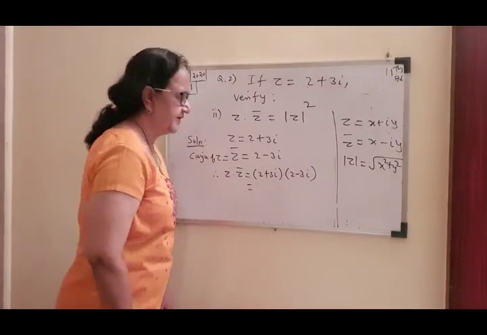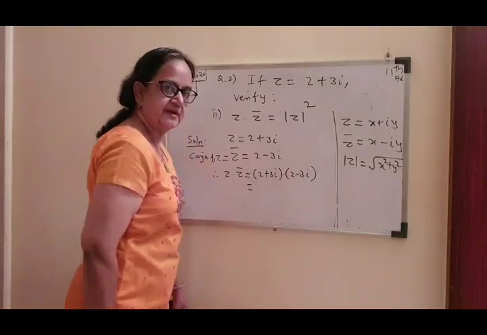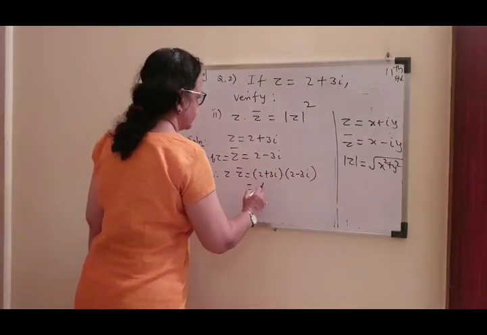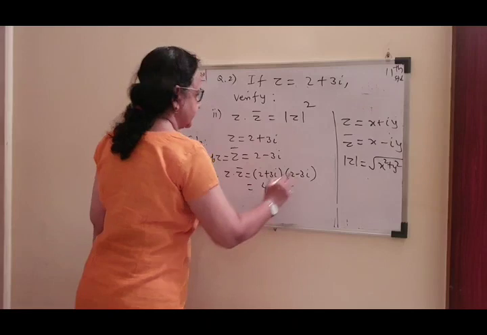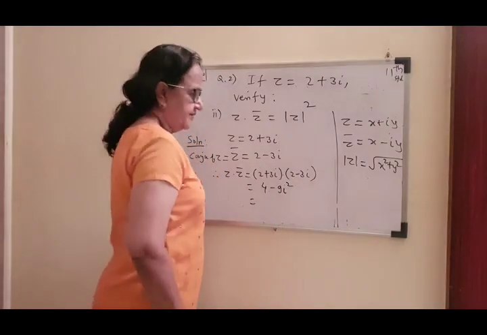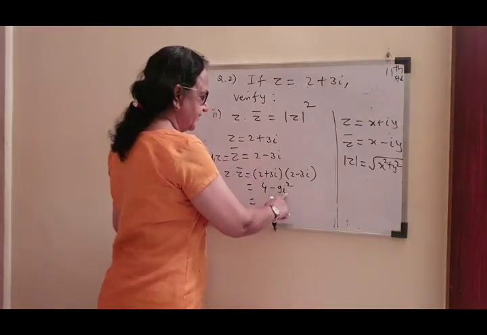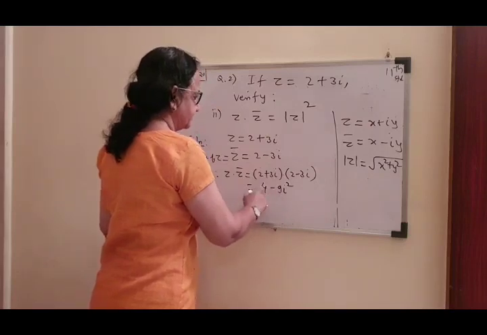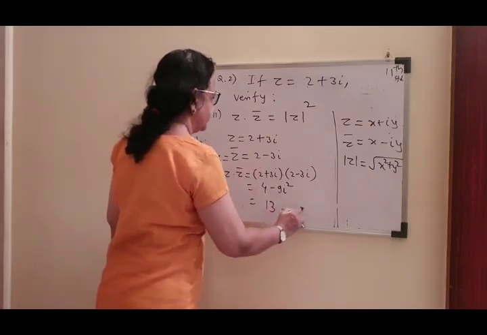A plus b, a minus b is a square minus b square. A square is 4. B square is 9i square. But you know i square is minus 1. Minus into minus, plus 1. Plus 9 plus 4, plus 13. Call it number 1.